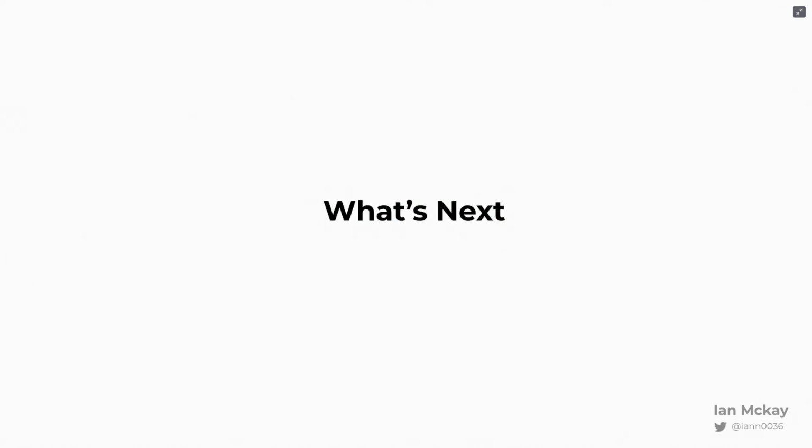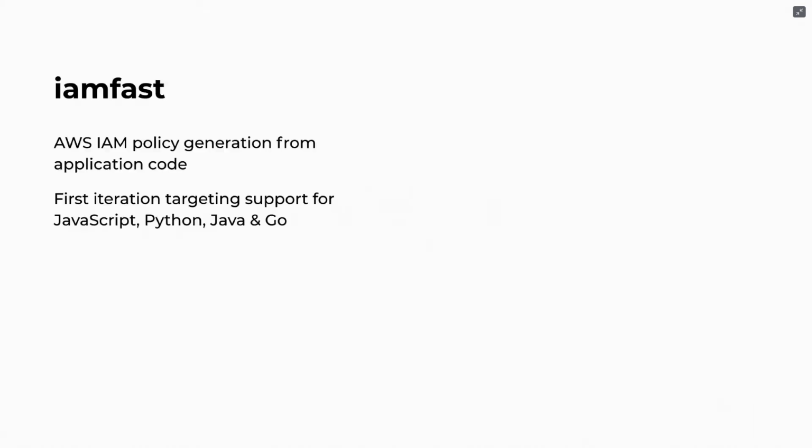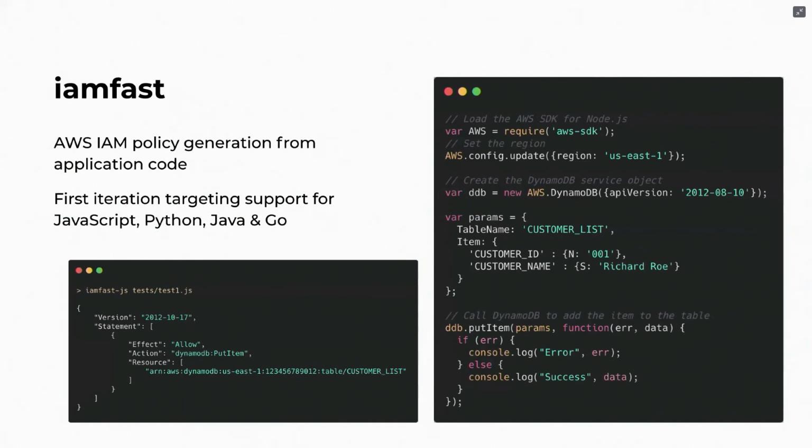But I'm working on something different. And so I wanted to show you briefly what's next for me. This is IAM Fast. IAM Fast is a suite of open source tools which generates IAM policies from application code. So you can see on the right here, we have a block of AWS code, which is straight from the AWS samples website.